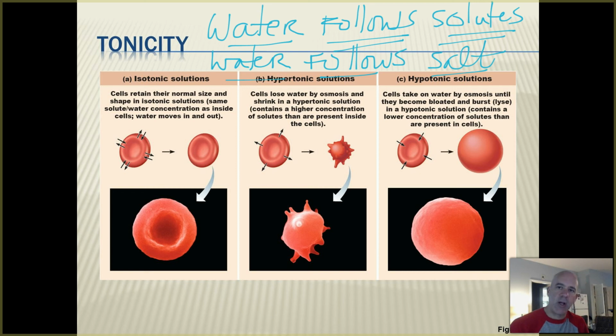Or some people, just for simplicity, like to say that water follows salt, and the main reason for that is that sodium ions are the most abundant solutes in your extracellular fluids, and so sodium ions are the ones that mainly dictate how much water is going to come out of your cells or enter your cells. And ideally, you want everything to be nice and balanced. You want to be surrounded by an isotonic solution, so it's very important for your body to maintain sodium homeostasis. You have to control the levels of sodium in your body fluids very, very carefully.